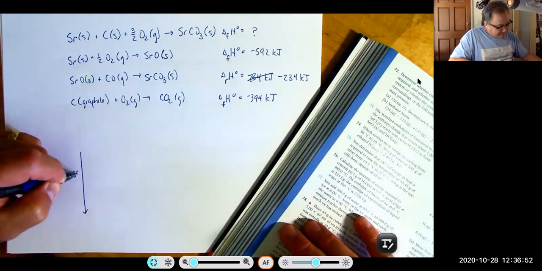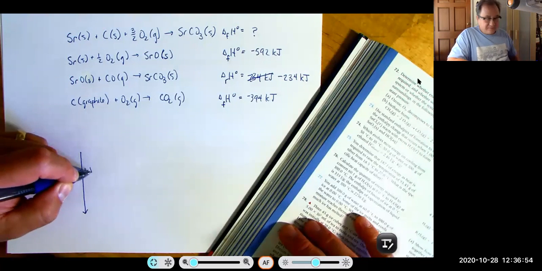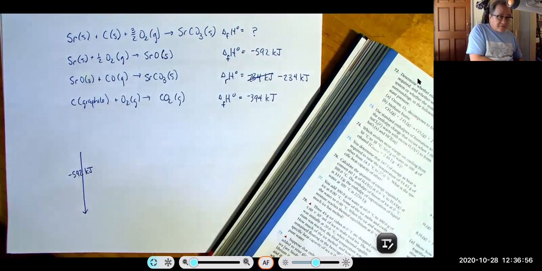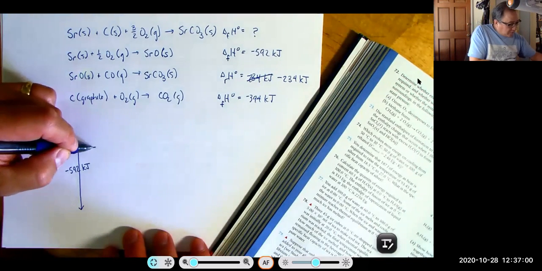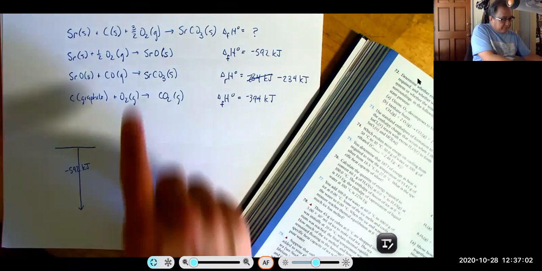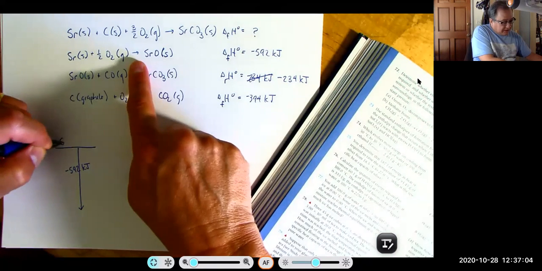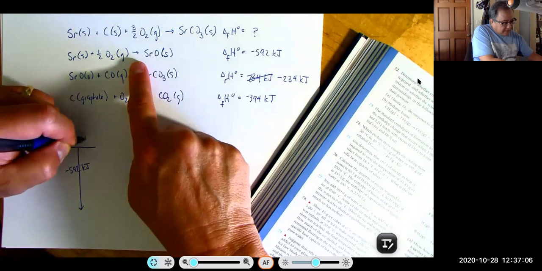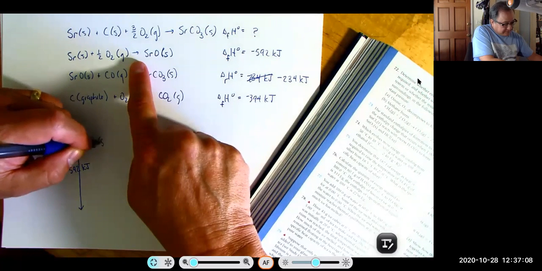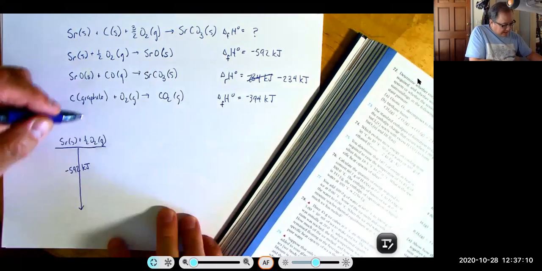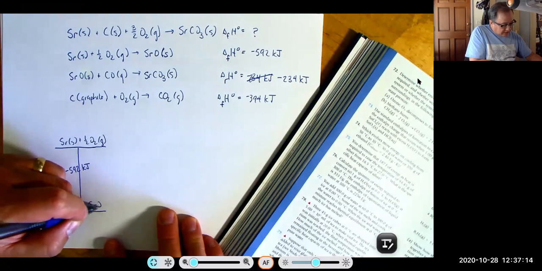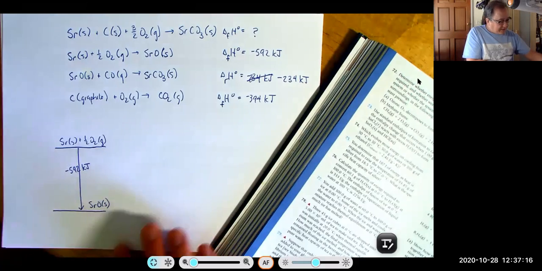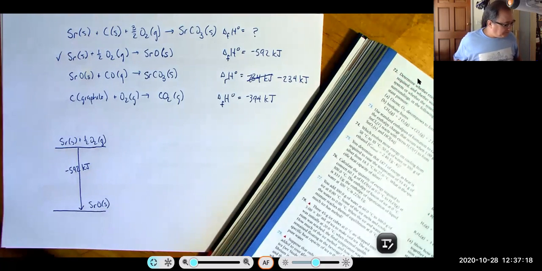592 long. So we're going to say that that's 592 right there. What do I put at the top? Sr solid plus 1/2 O2 gas, and SrO solid at the bottom. So I've got this in my energy level diagram.